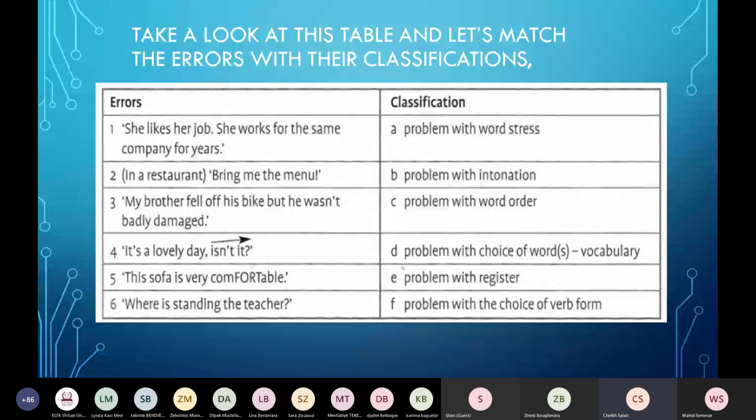Hi. Okay, so for number 2, when the person says "bring me the menu" in a restaurant, I think the problem is the register, which would be E. Indeed, it is the register. We cannot talk to working people like that, let alone make an error this big. I do agree. What about number 3?